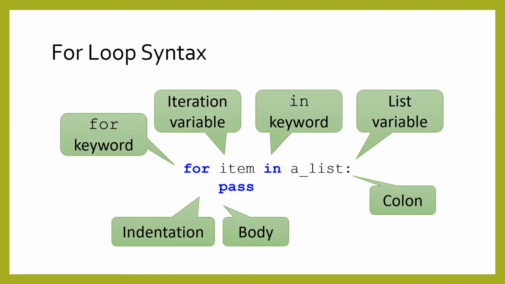Here's how we write a for loop. First, we write the word for. Then we make a new variable named the iteration variable. We'll come back to this later. Next, we write the word in. Then, we put the list variable or value that we want to iterate over. After that, we need to put a colon. Finally, we put statements inside the body of the loop, indented with 4 spaces.